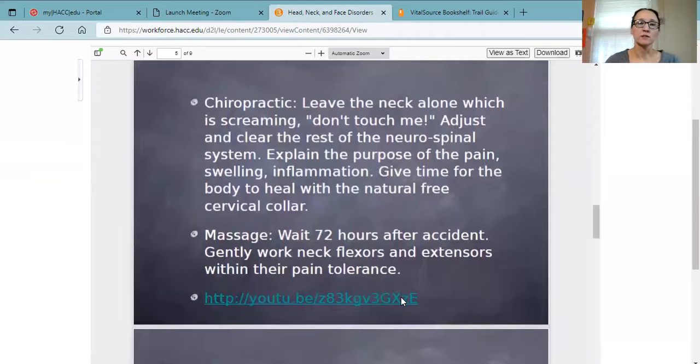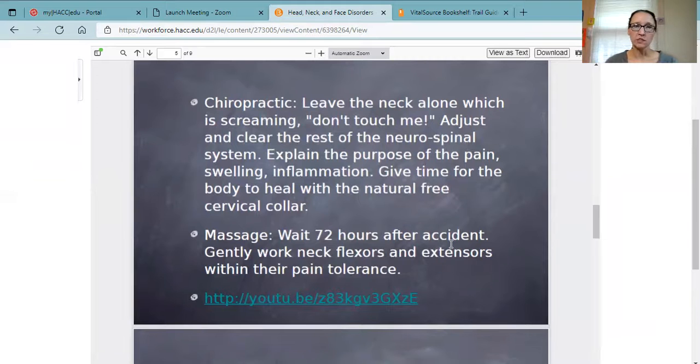As far as allopathic is concerned, chiropractic might help if the bones became subluxated during the accident. And of course, massage is going to be indicated, but not at first, okay? At least 72 hours after the accident, if not more.